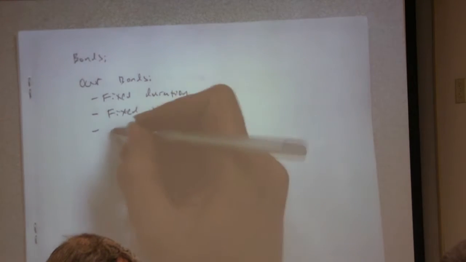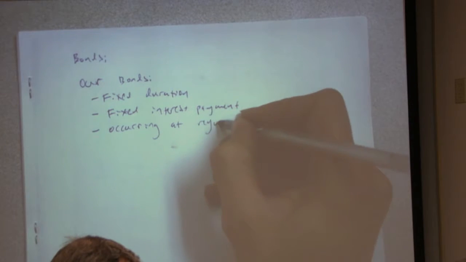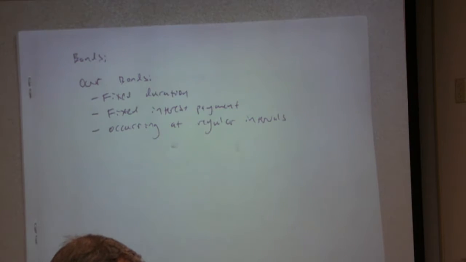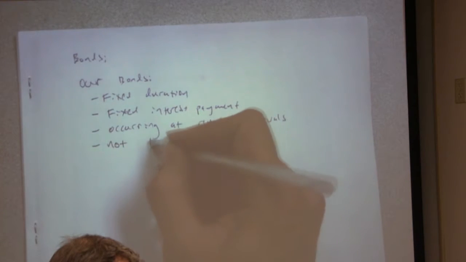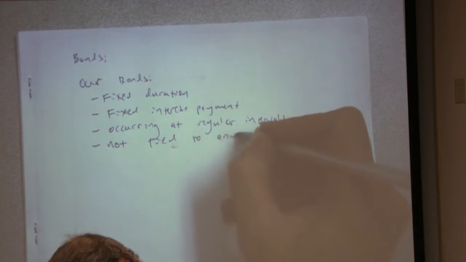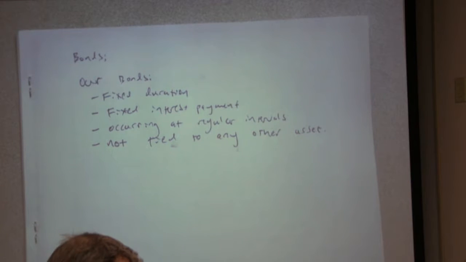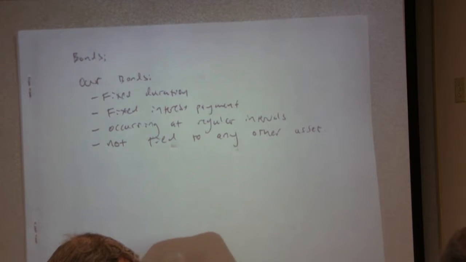We're going to assume that they occur at regular intervals. And we're going to assume that they're not tied to any other asset. Just like we mentioned, some of them are actually tied to stock so that you can convert from bonds to stock if you want to. If the stock goes off to the moon and the stock's worth a lot of money, you can convert your bonds into stock and make a whole lot of money on the shares. So these are not tied to any other asset.